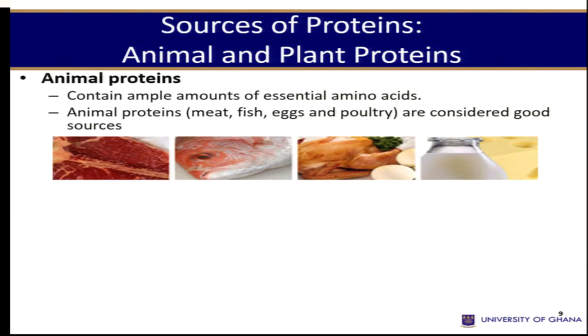What are some of the protein products? We have our meat and meat products. We have our fish and fish products. And then we also have eggs.